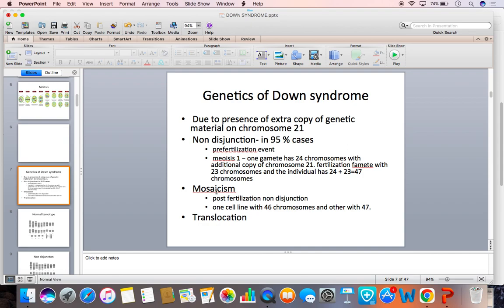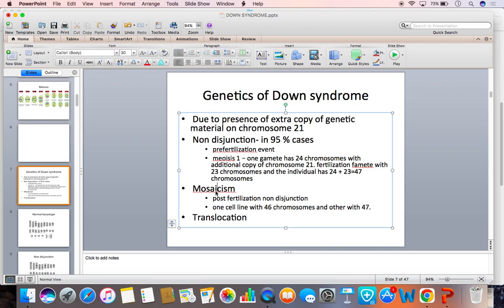Okay? The chromosome number 14 will have a copy of the chromosome 14 and a copy of the chromosome 21 in the gamete. Okay? That is an abnormal or translocated gamete. Okay?